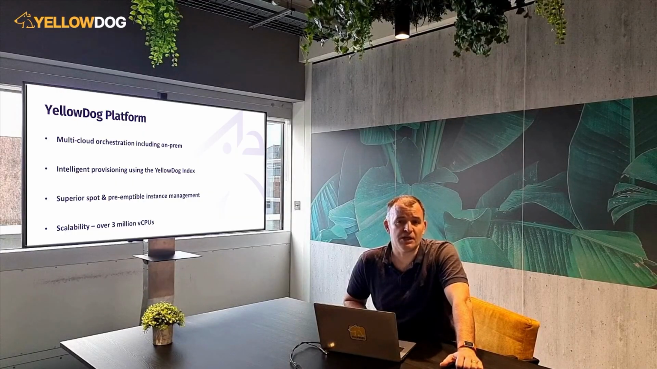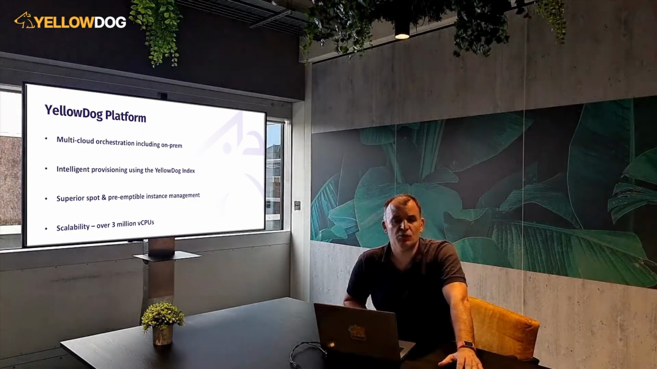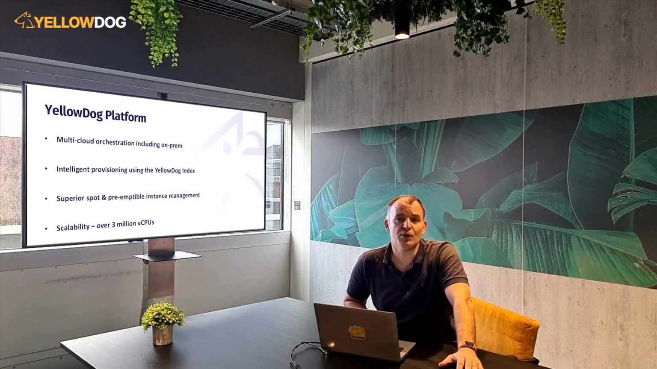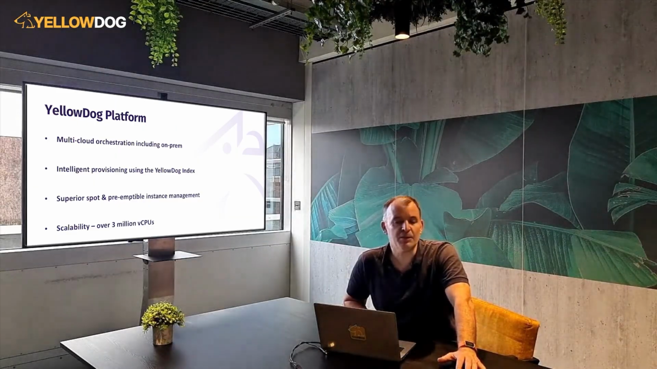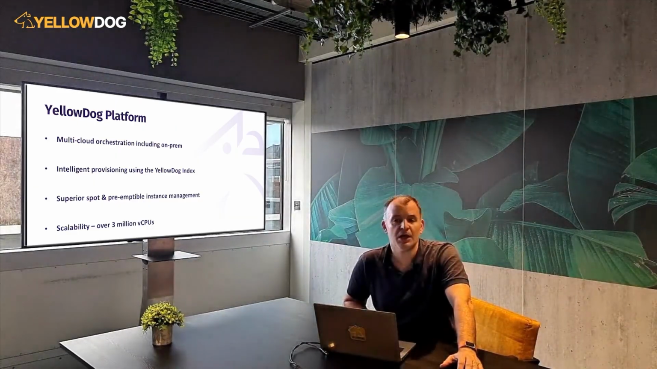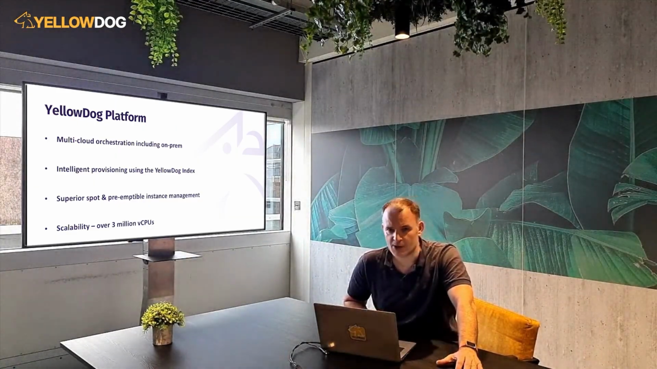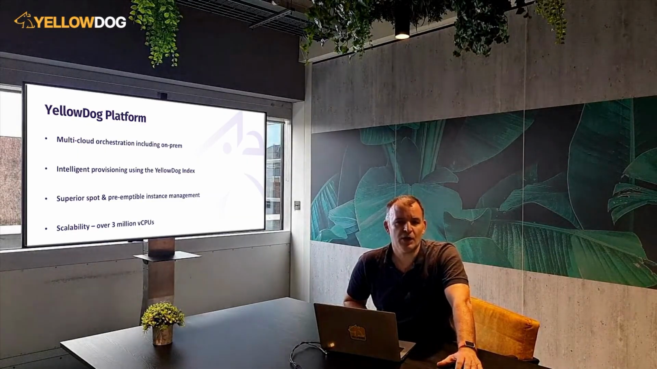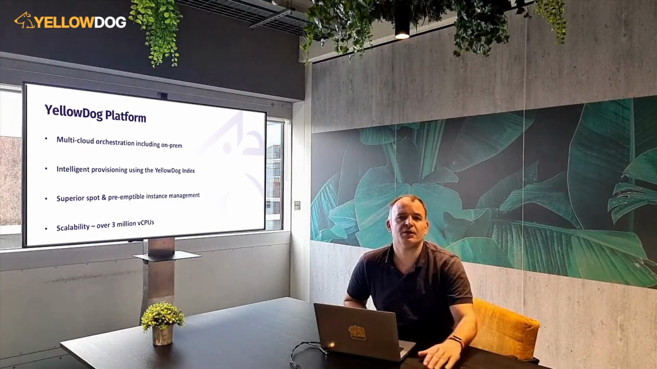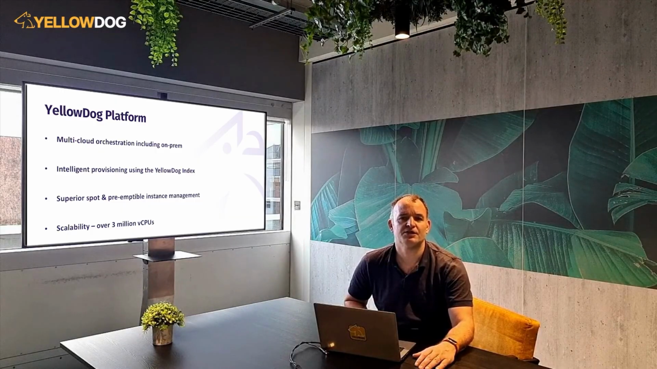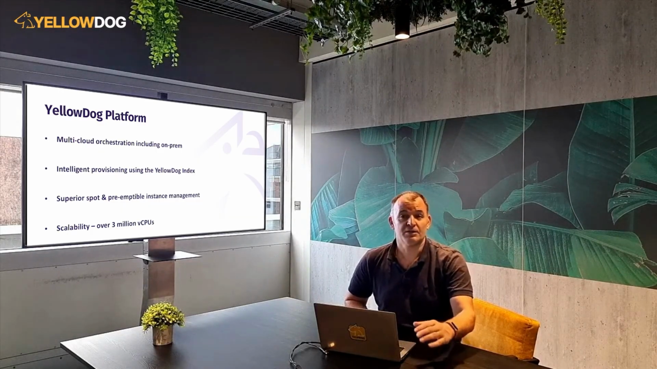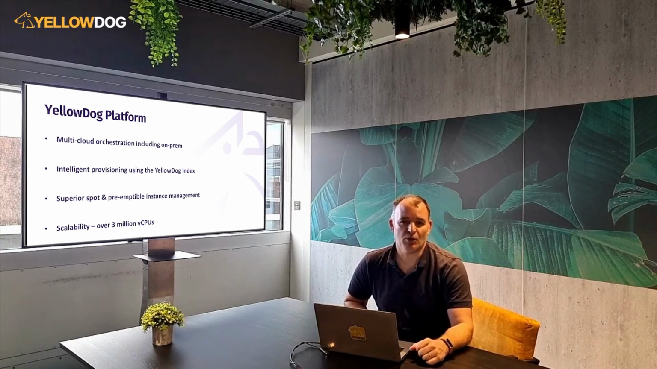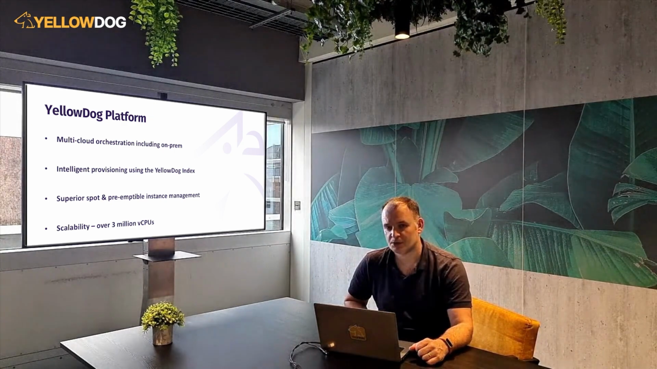YellowDog excels at using spot and preemptible instances, which can save 60 to 90% on compute costs. The platform automatically maintains your instance count if failures occur, ensuring minimal interruption to your workloads. Finally, our scalability. YellowDog has been proven in production to provision over 3 million concurrent vCPUs and build multi-region supercomputers in minutes. This level of scale is critical for time-sensitive computational problems in financial modeling, drug discovery, and AI training.